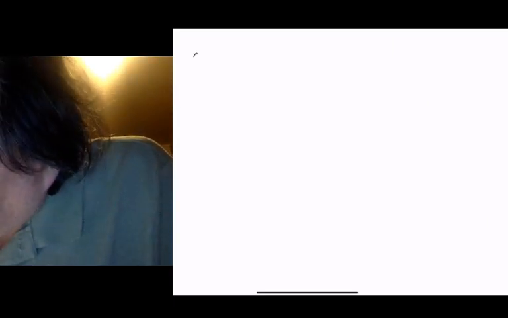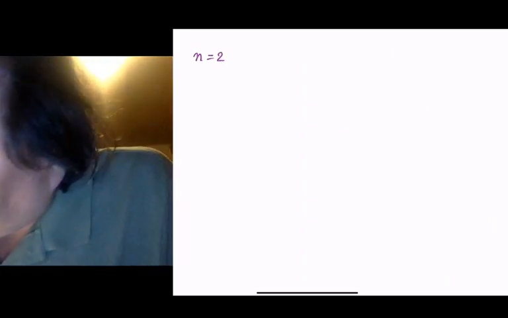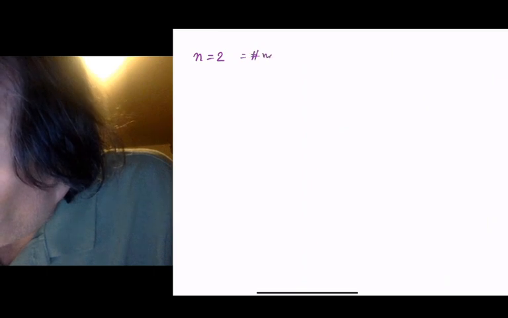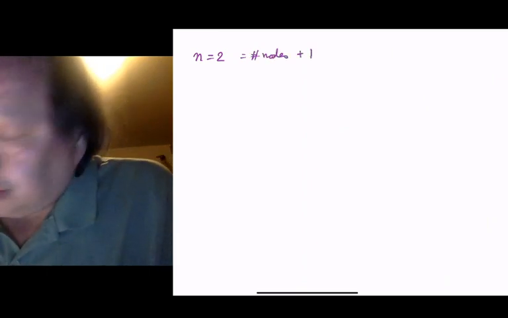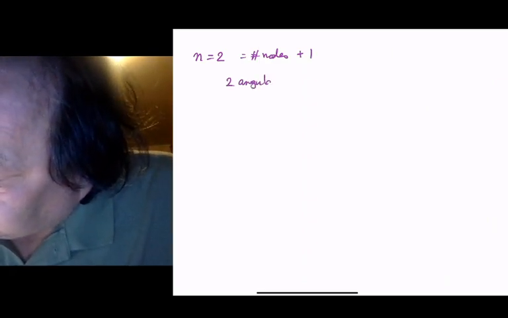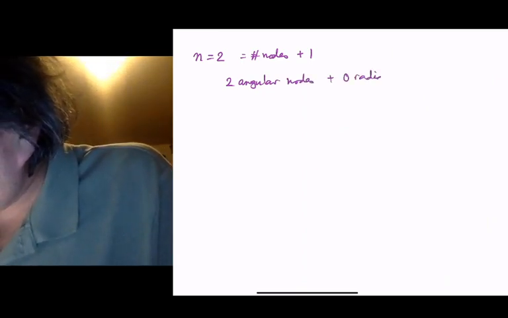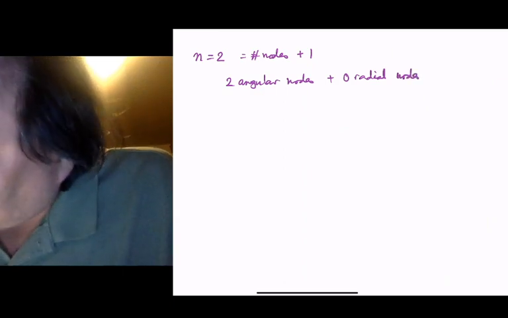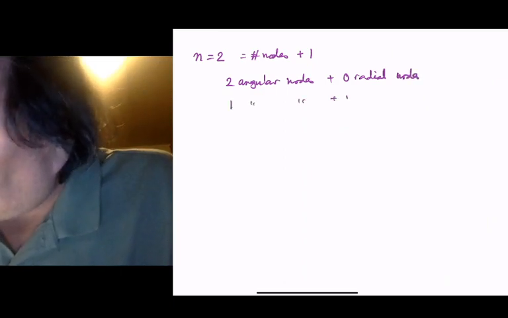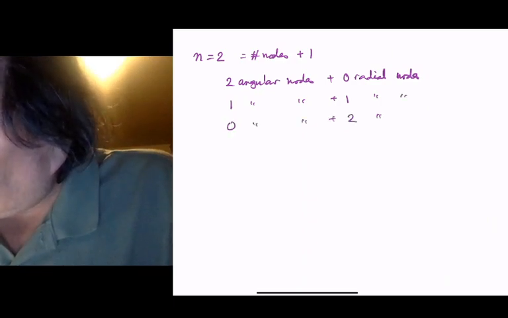Let's start putting this information together. Let's first consider n equals 2. N equals 2 is the number of nodes plus 1. And there are 3 cases then. I can have 2 angular nodes plus 0 radial nodes, 1 angular node plus 1 radial node, 0 angular nodes plus 2 radial nodes.